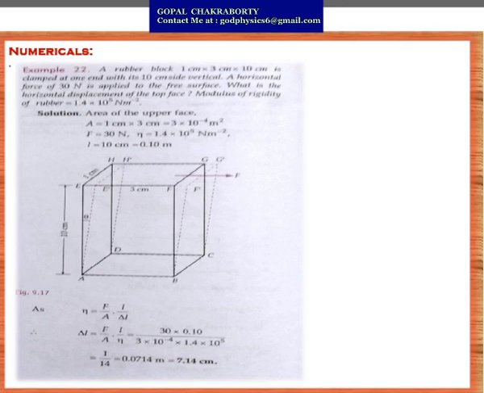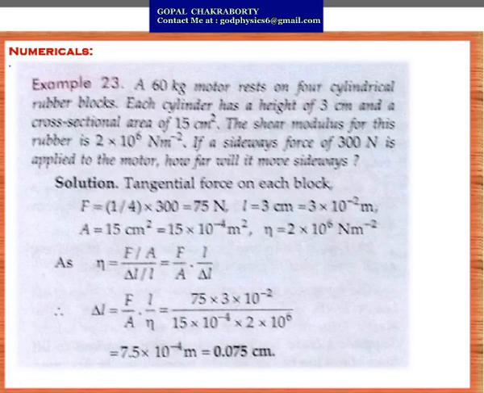So that's our answer. Another problem: a 60 kg motor rests on 4 cylinder rubber blocks. Each cylinder has a height of 3 cm and a cross-sectional area of 15 cm square. The shear modulus for this rubber is 2 into 10 to the power 6 Newton per meter square. If a sideways force of 300 Newton is applied to the motor, how far will it move sideways?